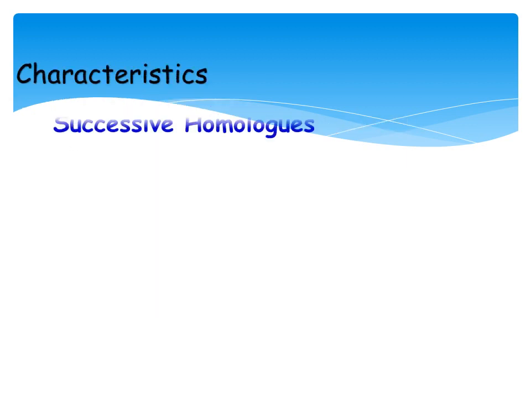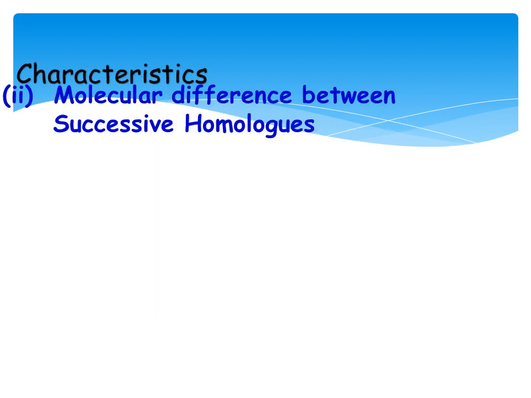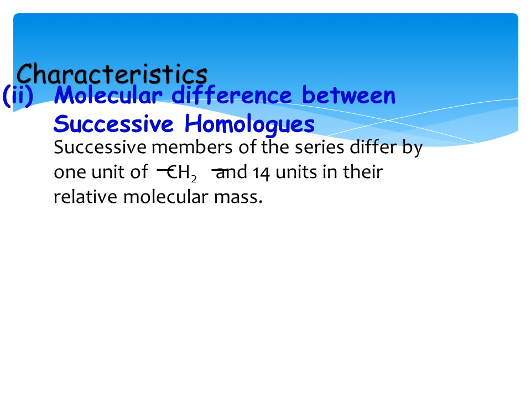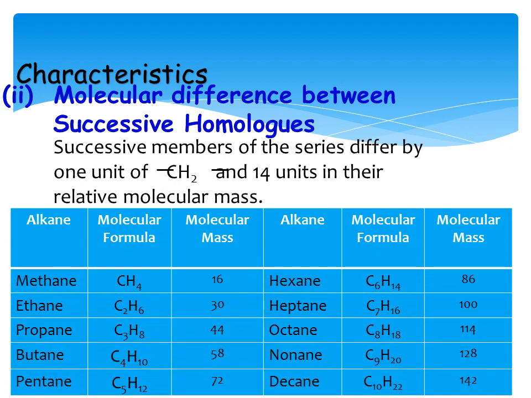The second foremost important characteristic is the molecular difference between successive homologues. When we move from methane to ethane and then ethane to propane and so on, with every successive member there is an addition of 1 carbon and 2 hydrogen atoms, and 14 units in their relative molecular mass.